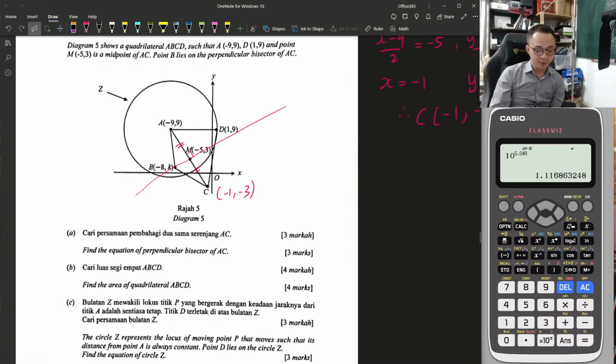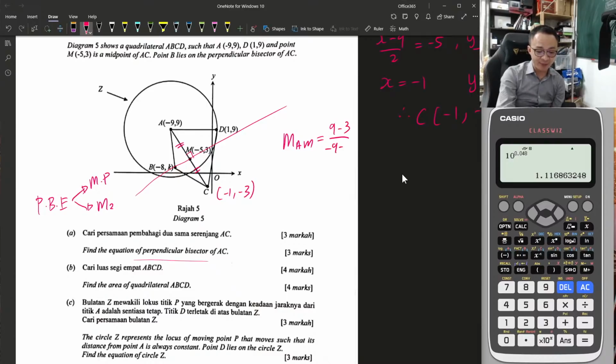Okay, so now we want to find the equation of the perpendicular bisector. For the perpendicular bisector equation, you need two pieces of information. First, you need the midpoint, which in this case we already have, which is M. And then you need m2, the perpendicular gradient. So the midpoint we already have. Let's find m1 first. I find the gradient for AM or AC, it doesn't matter. So it's y minus y over x minus x.